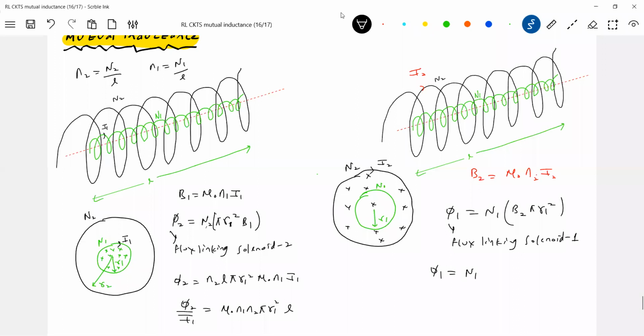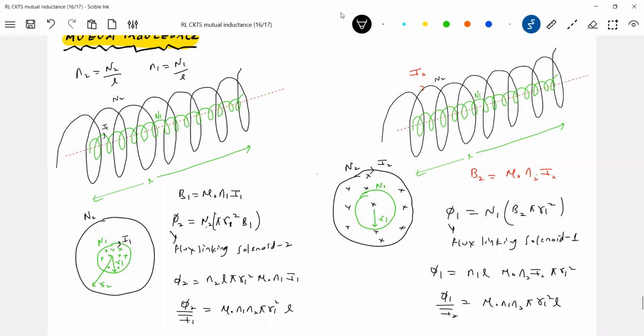So let's substitute all these things. So this should be equal to N1 into L, B2 will be mu naught N2 I2, pi R1 square. I'm interested in this quantity: mu naught N1 N2 pi R1 square L. Now look at this. The ratio of flux linking the second solenoid to the current in the first solenoid, I'm getting this value. The ratio of flux linking the first solenoid due to current in the second solenoid, I'm getting this same value. This ratio will be constant.